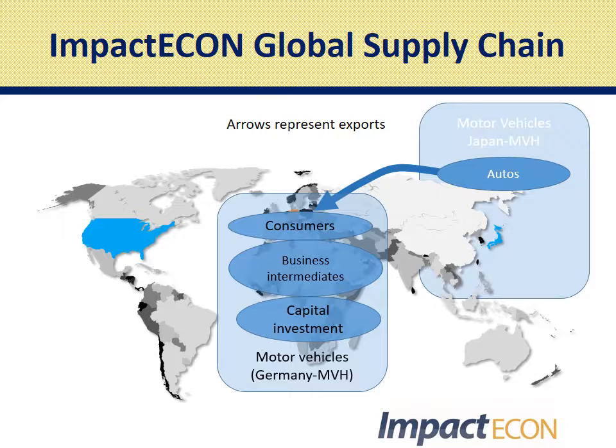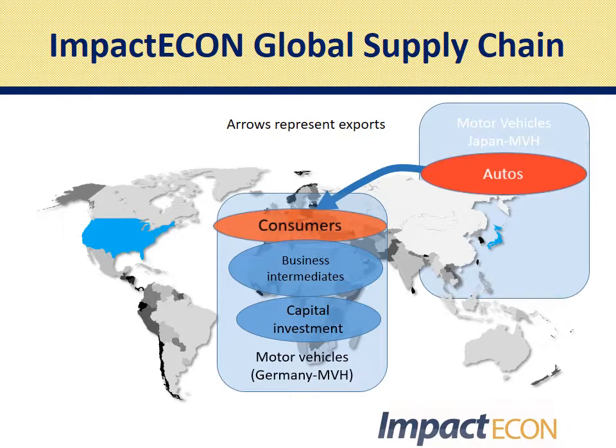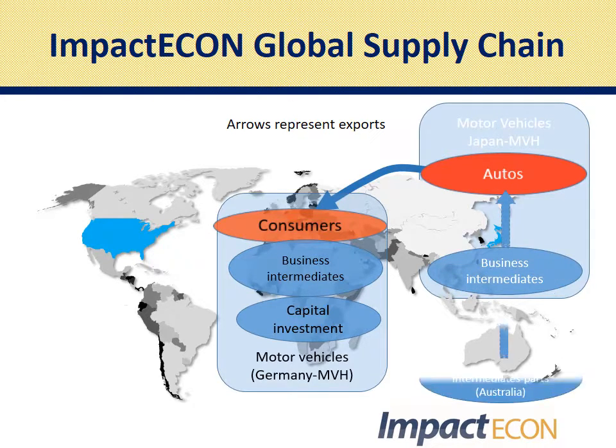With the ImpactECON Global Supply Chain Model and Database, we can directly lower tariffs on German imports of autos from Japan, which are primarily purchased by consumers, which include households and government. In an accompanying video, we further explore the increase in production of autos in Japan and the global sourcing of auto parts. In this video, we limit our analysis to the impacts on Germany.